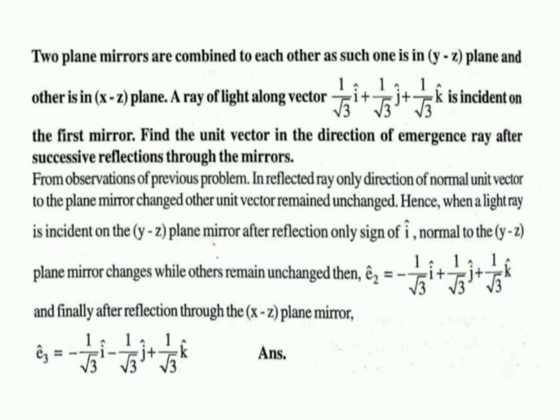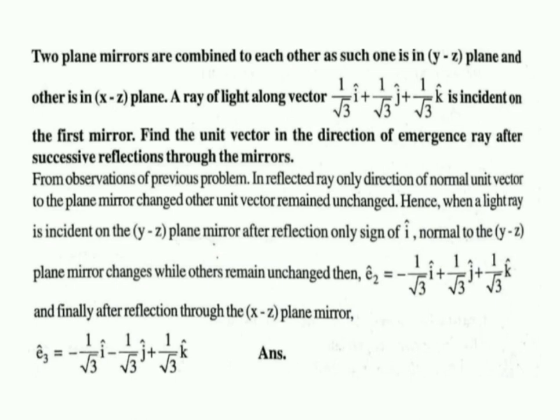root 3 k cap. Now just now I told you, if the mirror is in the YZ plane, the normal is along the x axis. So the normal for the first mirror is in the x direction. The normal for the second mirror is in the y direction. So you don't have to derive or use the formula again. We know whichever direction is normal to the mirror, that component will reverse the direction. So what should be your direction of the reflected ray?